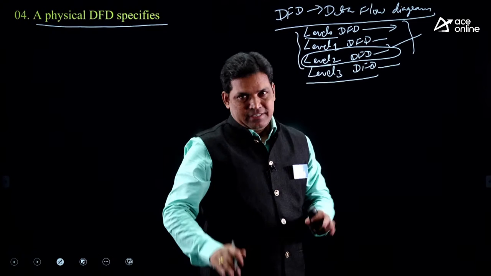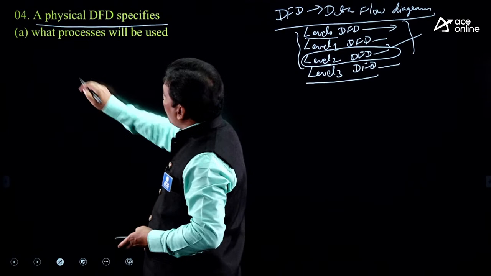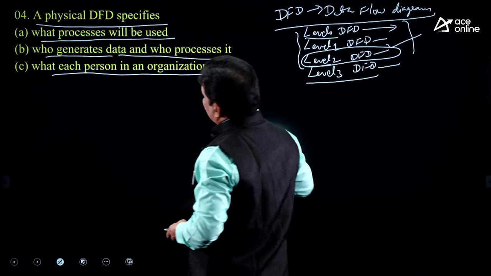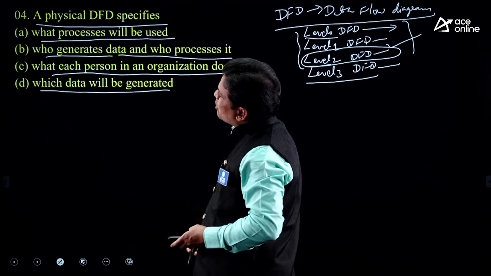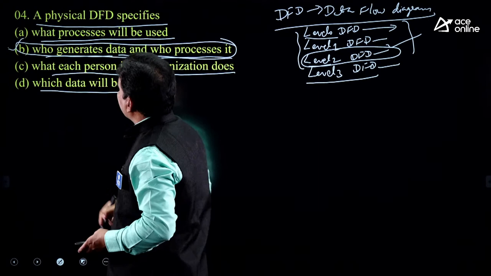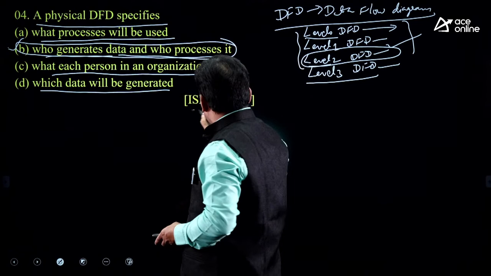Is it clear? So what does a physical DFD specify? What processes will be used? Who generates data? Who processes it? What does each person in an organization do? Which data will be generated? So a physical DFD specifies who generates data and who processes it. This is the answer to the question asked in ISRO 2007.